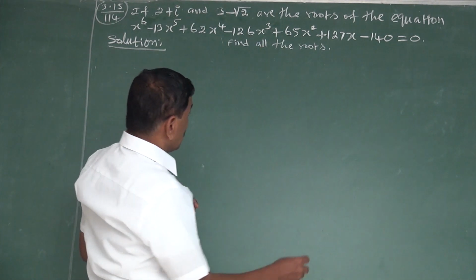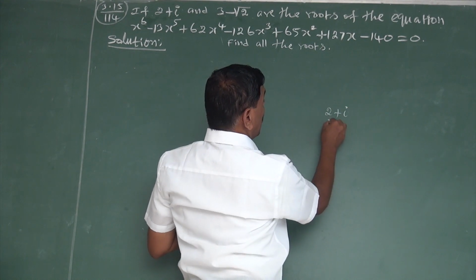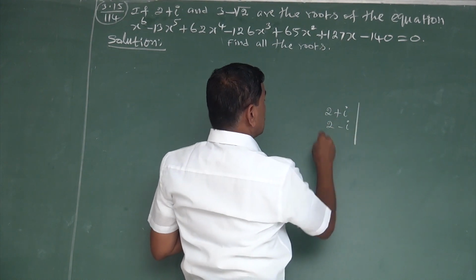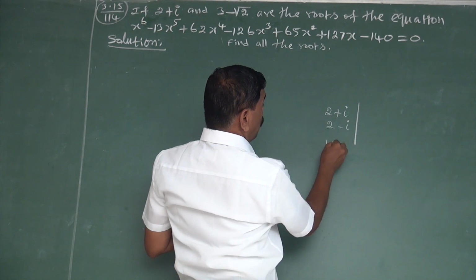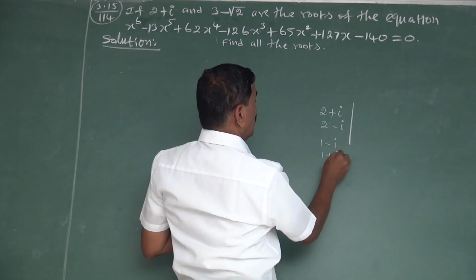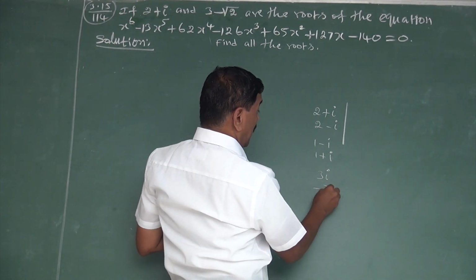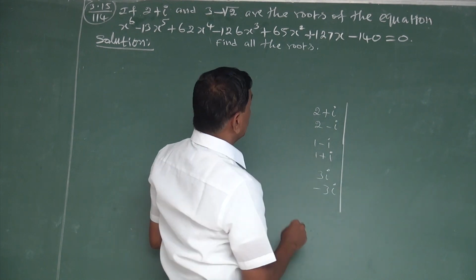So okay, now listen, the first rule. If one root is 2 plus i, then the other root is 2 minus i. See, for example, suppose if one root is 1 minus i, then the other root is 1 plus i. Say for example, suppose if one root is 3i, then the other root is 3 minus i. So which is a technique.